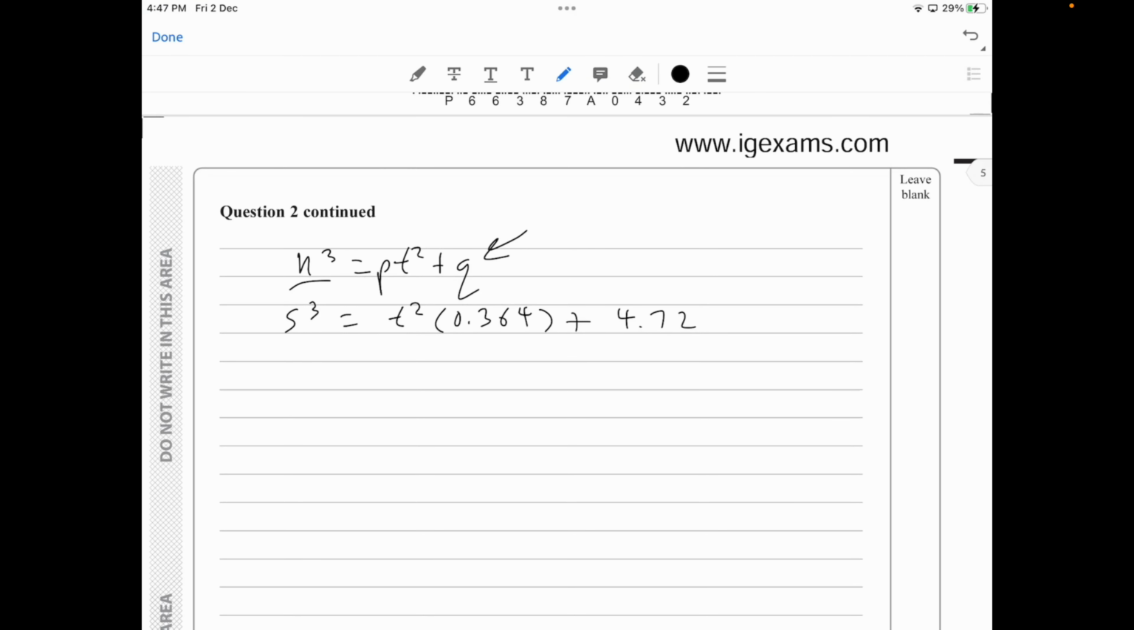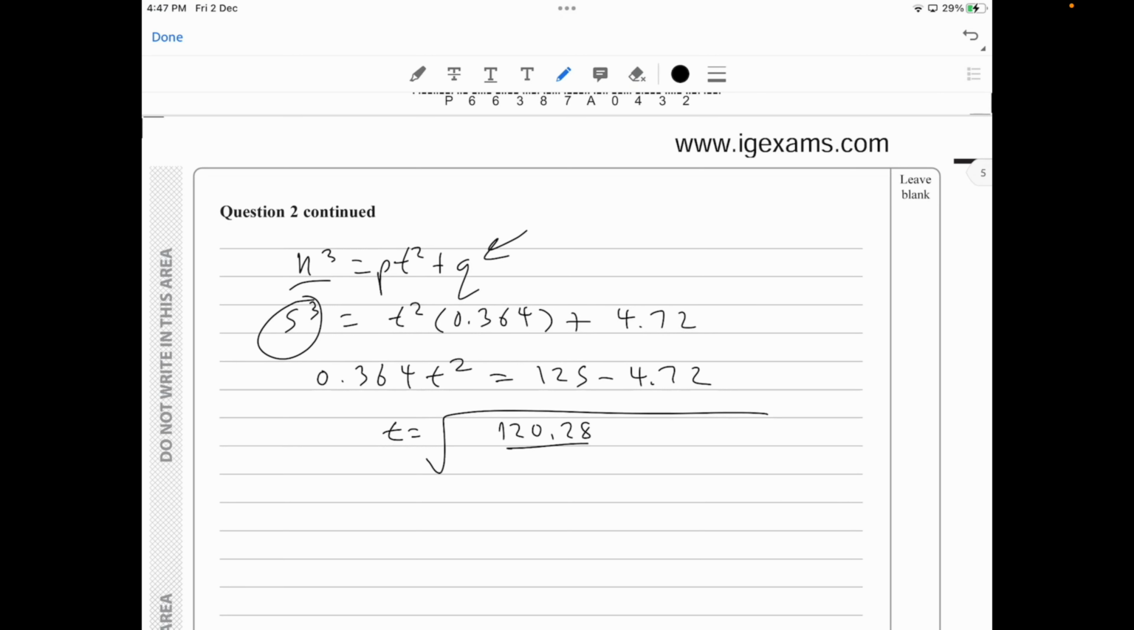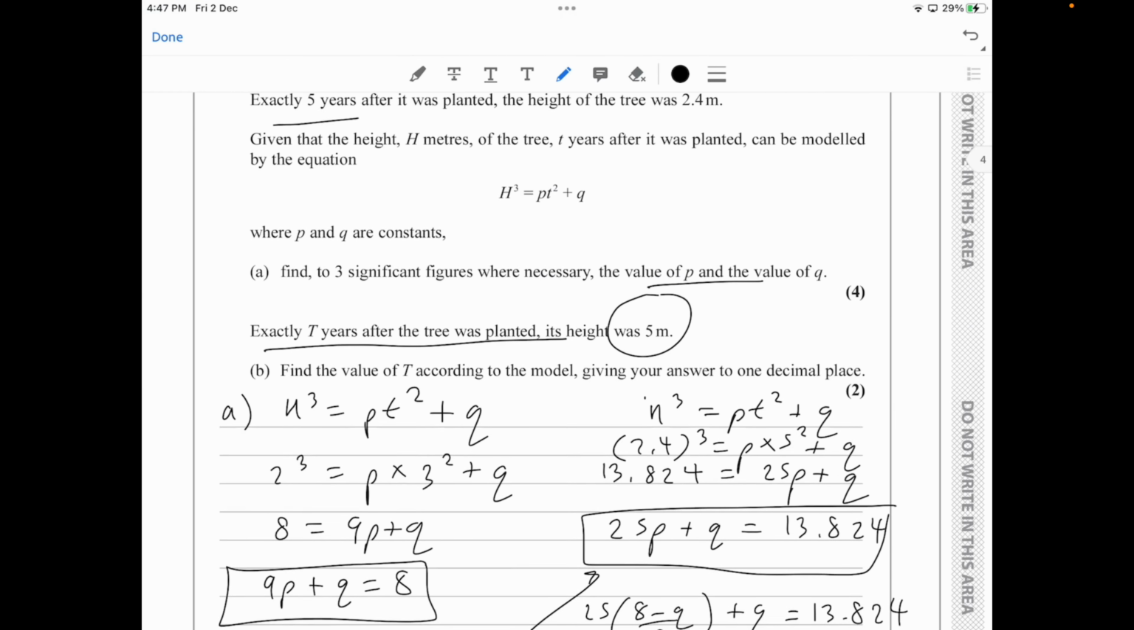Once you do that, you're going to rearrange all of this equation into 0.364 t squared, that's going to be equivalent to 125 minus 4.72, since 5 raised to the power of 3 is 125. t is going to become equivalent to the square root. I'm just simplifying all of this equation, by the way, guys, so it's much simpler for us to understand. 120.28 divided by 0.364, so t is going to become equivalent to 18.17. Sorry, 18.17. That's the correct way of saying it.